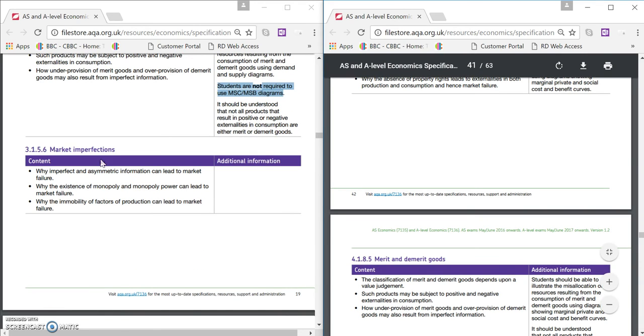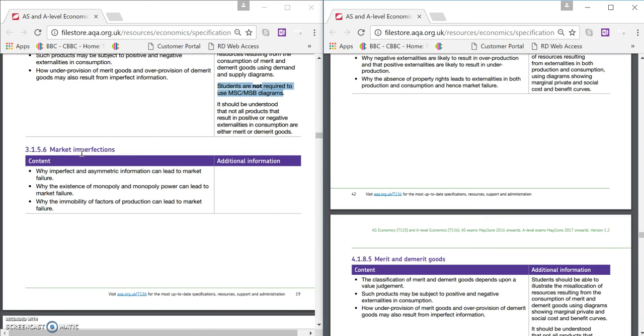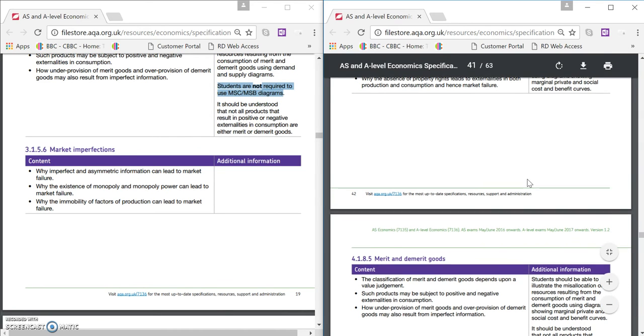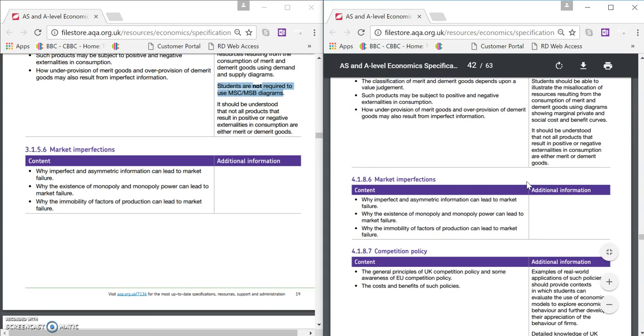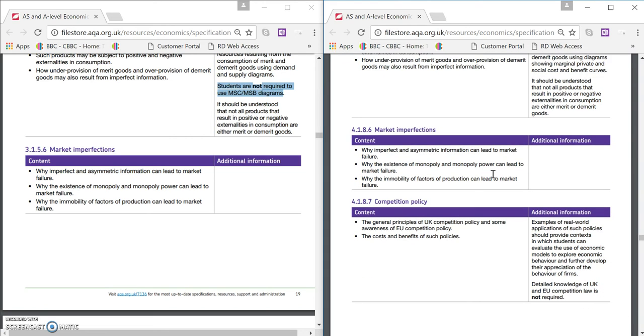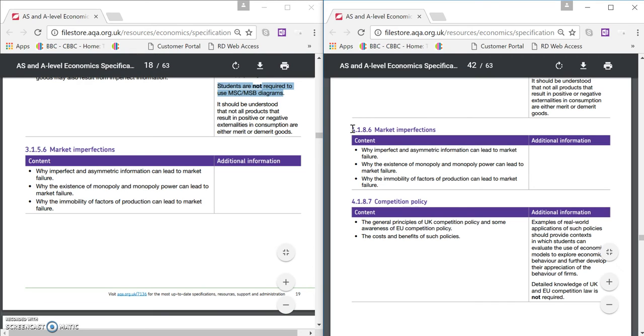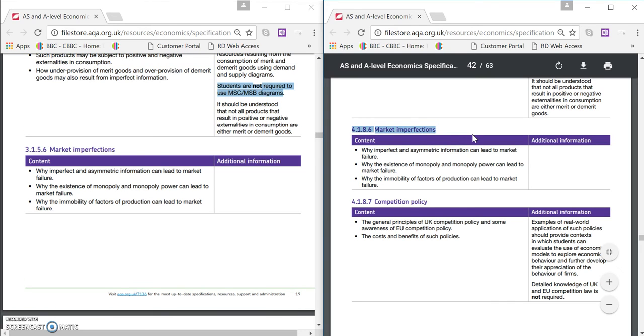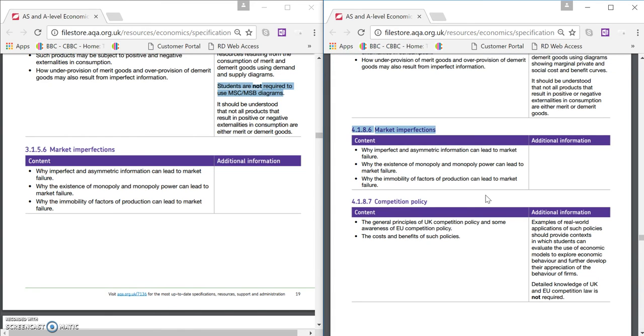In the AS, what comes next is a short section on market imperfections, basically covering all the other little odds and sods that can lead to market failure. And you'll notice there the same section is repeated in the A-level 4186 here, and it's exactly the same. Okay, so hopefully not too much that can alarm people there, so do dig out your AS books for that.